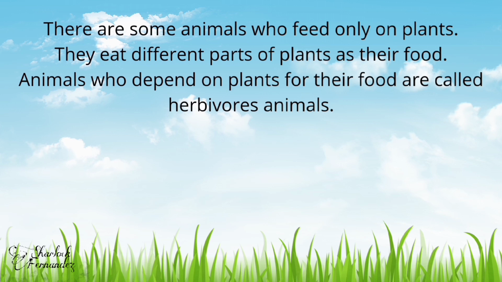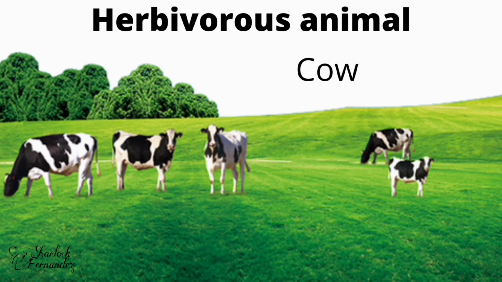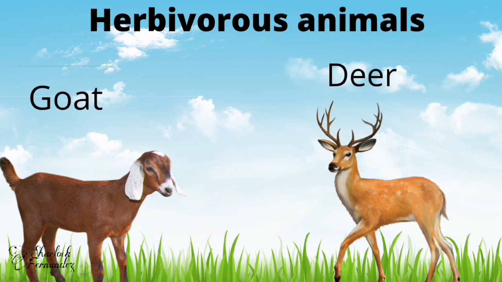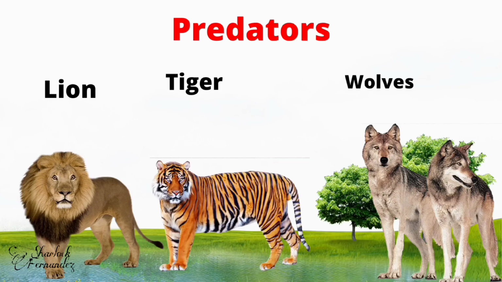There are some animals who feed only on plants. They eat different parts of plants as their food. Animals who depend on plants for their food are called herbivore animals. Examples of such herbivore animals are the cow, which primarily depends on plants for its food. Likewise, we have goat and deer. They too depend on plants for their food directly.